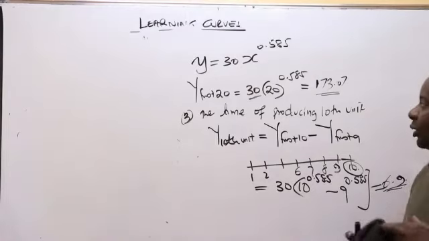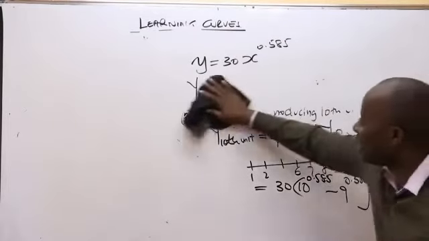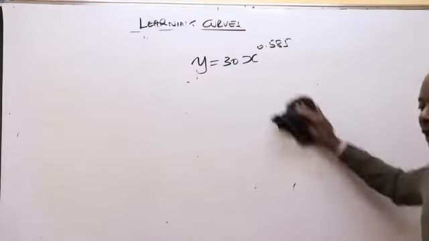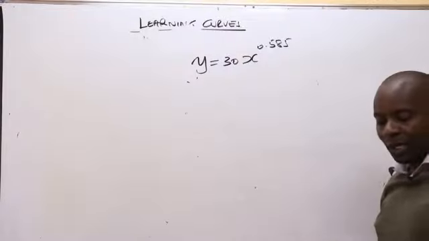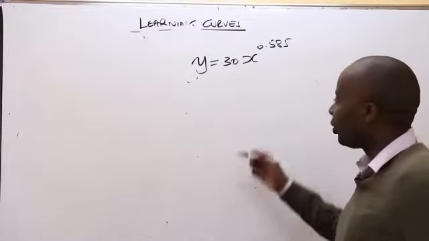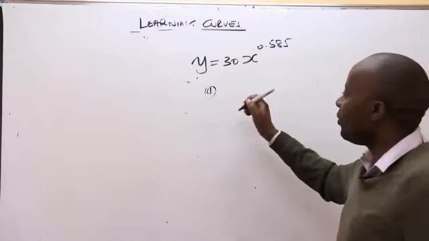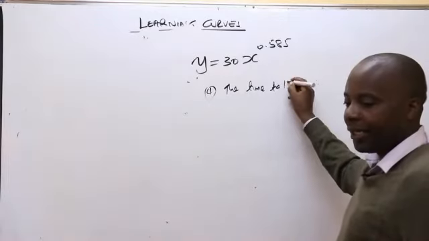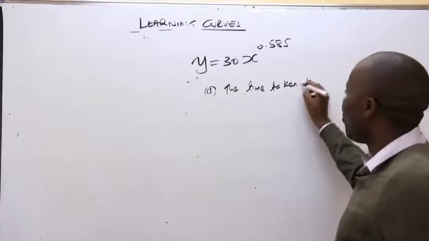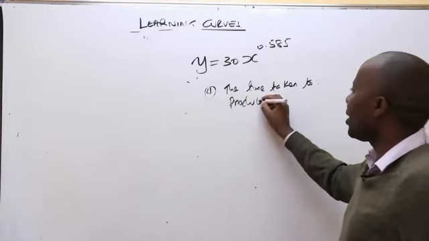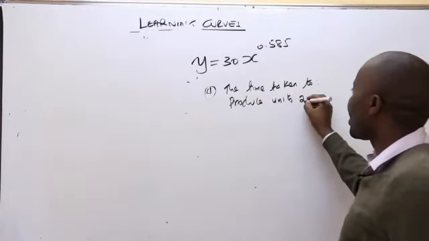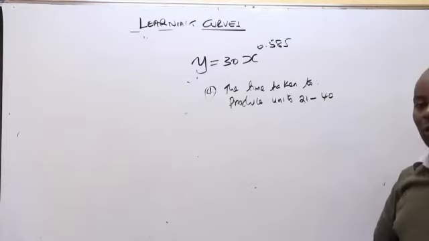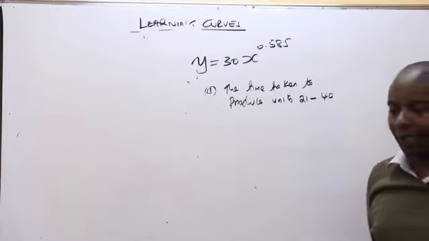So we look at the fourth one from this model. The fourth one, ladies and gentlemen, what do we have here? They want you to determine the time taken to produce units 21 all the way to 40.